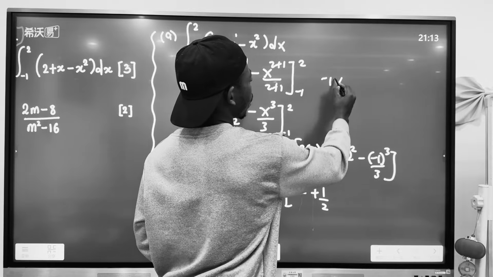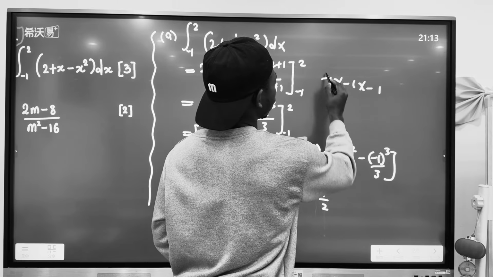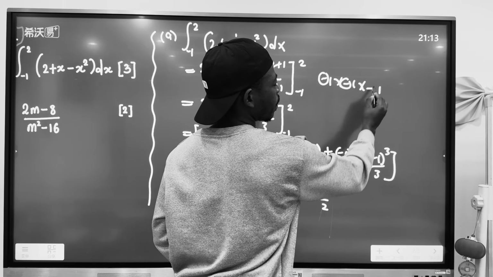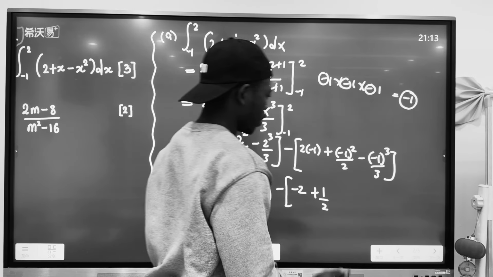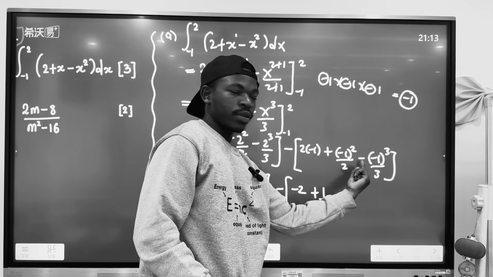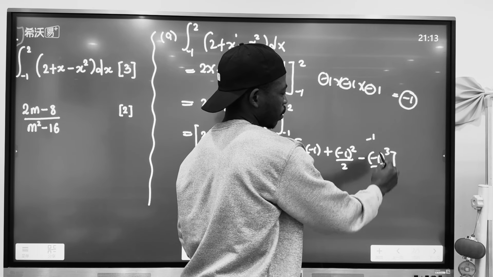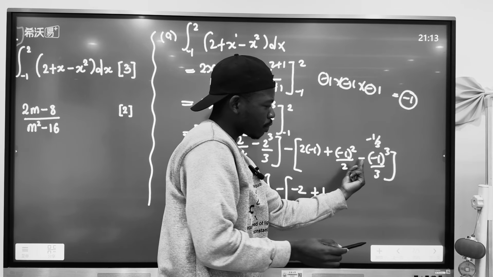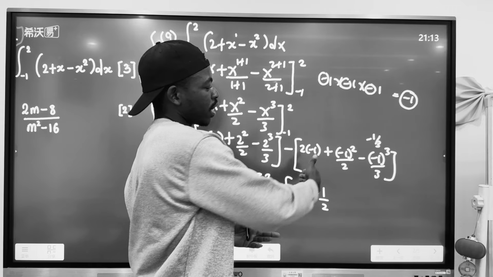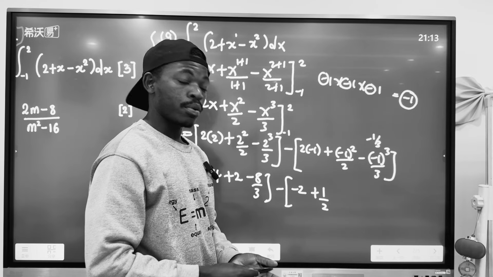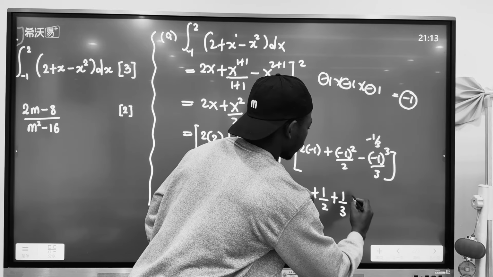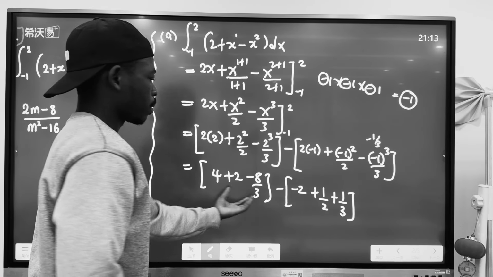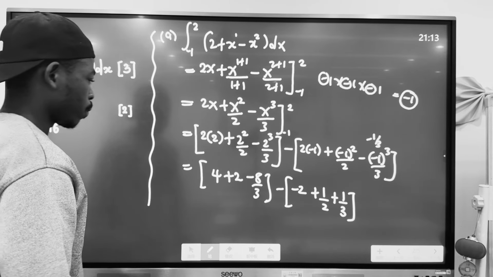So negative times negative is positive, but times negative again is negative. So the answer here is -1. But because of this negative, we're going to have -1 over 3. Then because of the negative in front, we have negative times negative, which gives a positive. So here we're going to have plus 1 over 3. So we just need to simplify here and simplify there, then we're good to go.